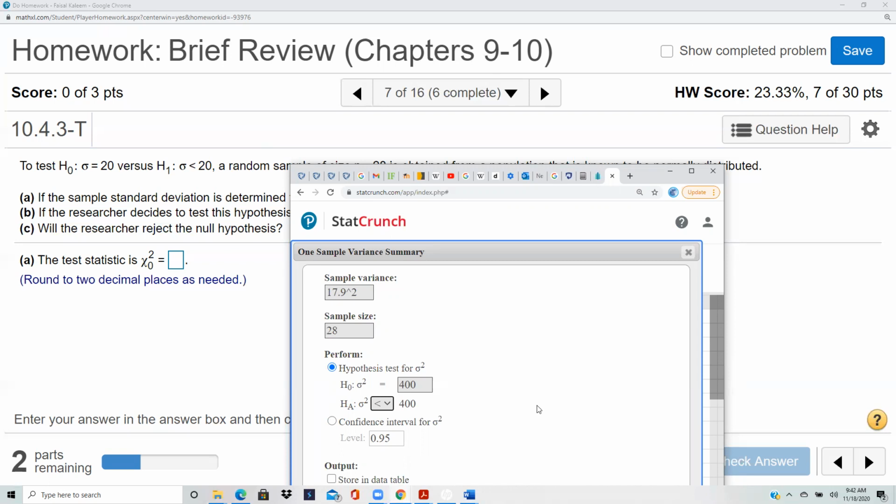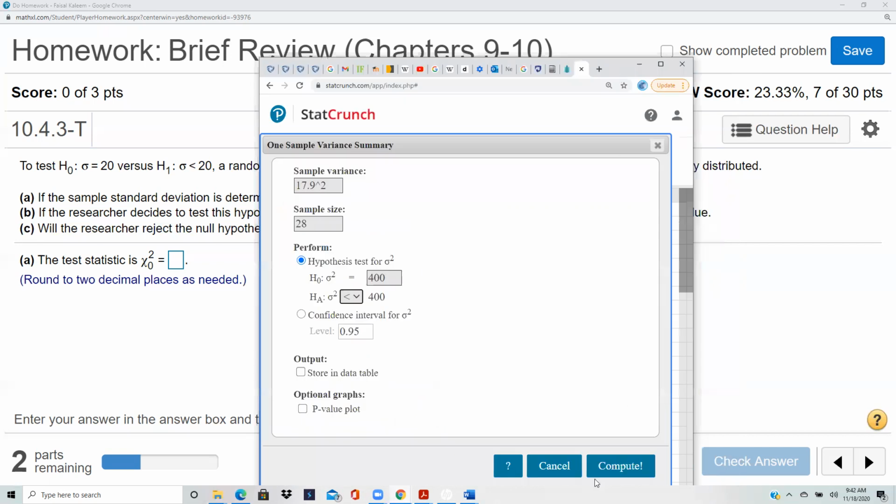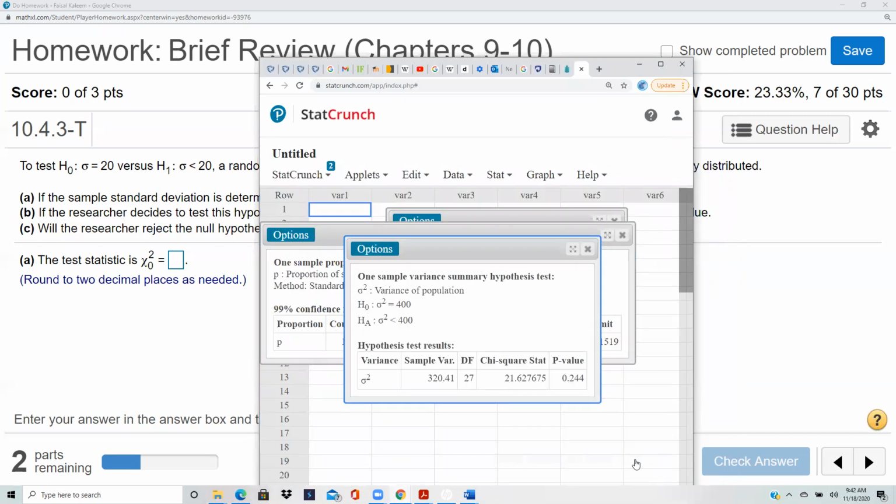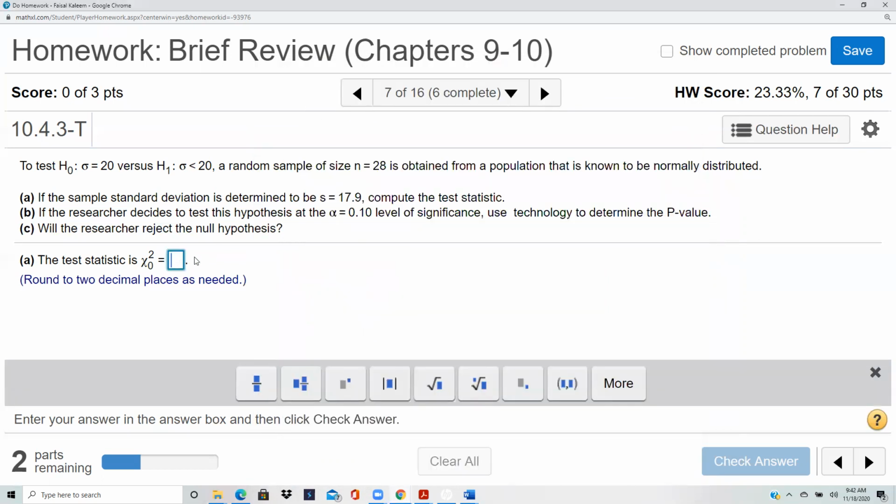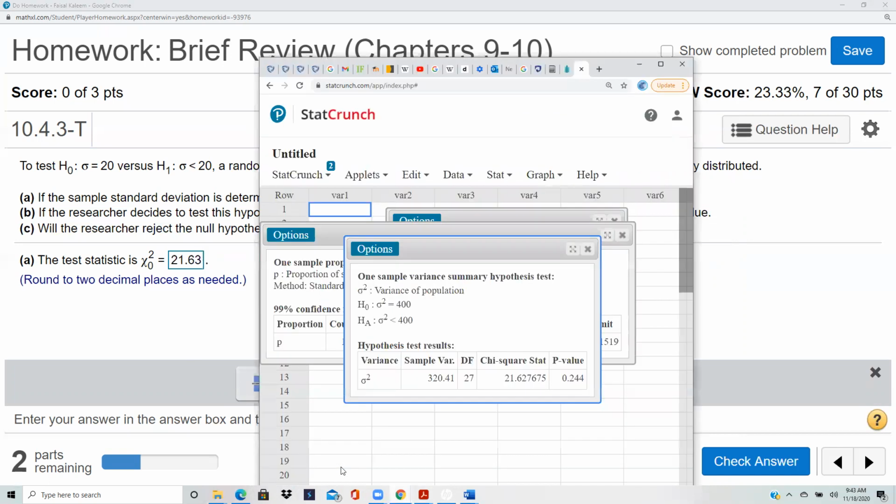And then that's the chi-squared symbol. So we'll put the 21.628, 21.63. And it gave us the p-value. Right, the p-value was 0.244.